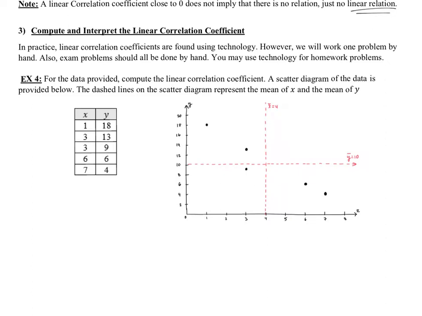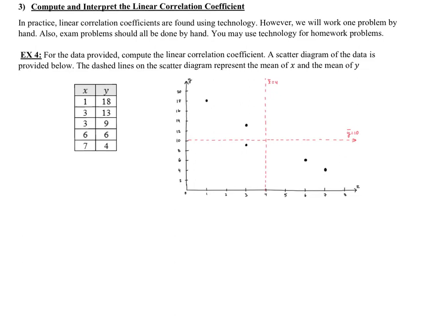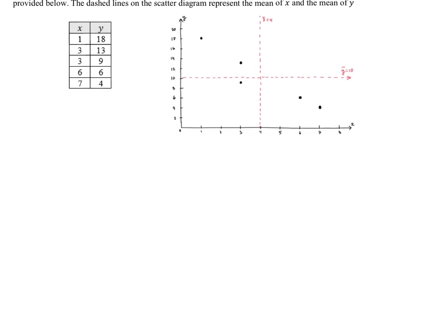Example 4. For the data provided, compute the linear correlation coefficient. A scatter diagram of the data is provided below. The dashed lines on the scatter diagram represent the mean of x and the mean of y. Okay, so we're given our data and our scatter diagram. Now, how do we go ahead and compute this?